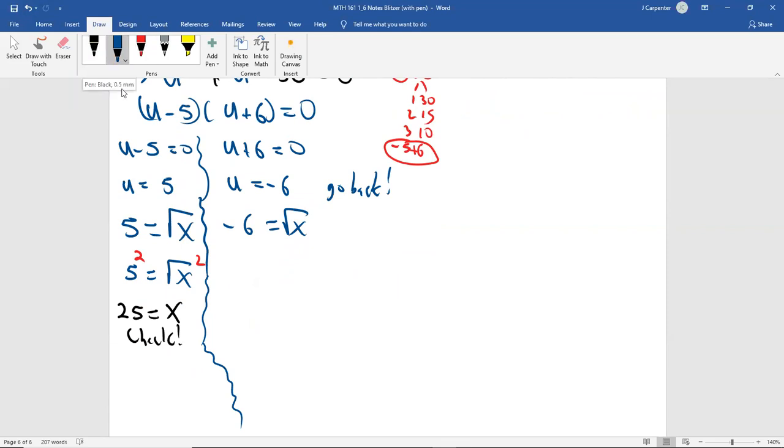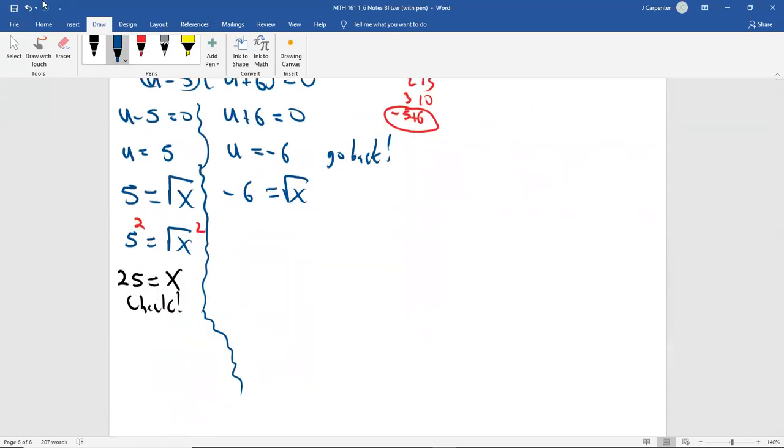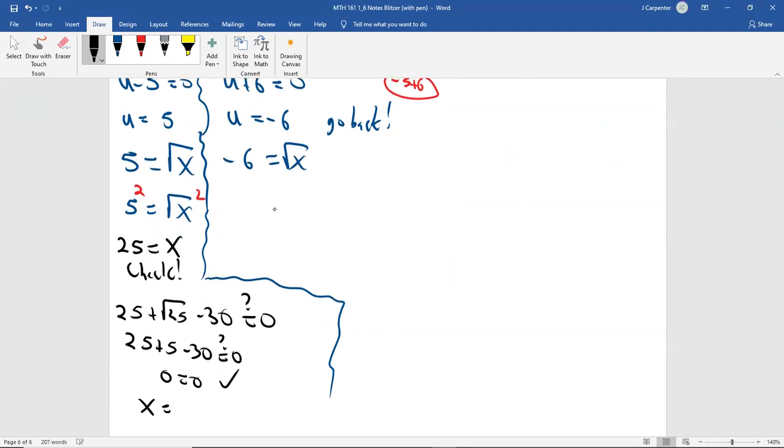So to check it, we take the solution and we plug it back into the original equation. We got to plug it in here for the x's. So the 25 will go here and here. So 25 plus square root of 25 minus 30, is that 0? I'm going to need to give myself a little more room than that. There we go. 25 plus the square root of 25 minus 30, is that equal to 0? Square root of 25 is 5. So 25 plus 5 minus 30, is that 0? Well, yes, it is. So x equals 25 is a solution. Perfect.